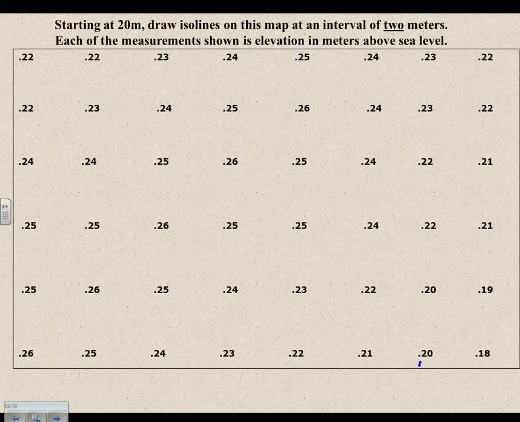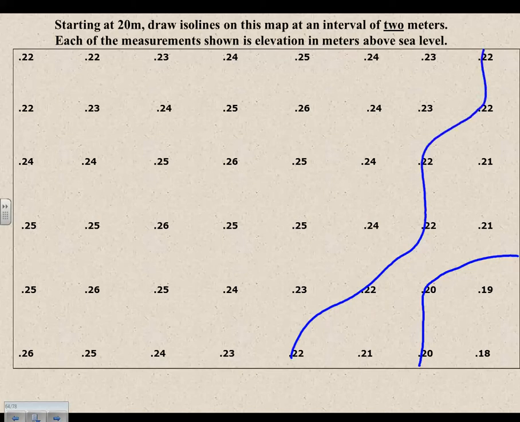And I'm going to start off the map. I see a 19 and a 21. I've got to go right between them. And I'm going to go to 22s. And off the map, 24s. And off the map, 26s.